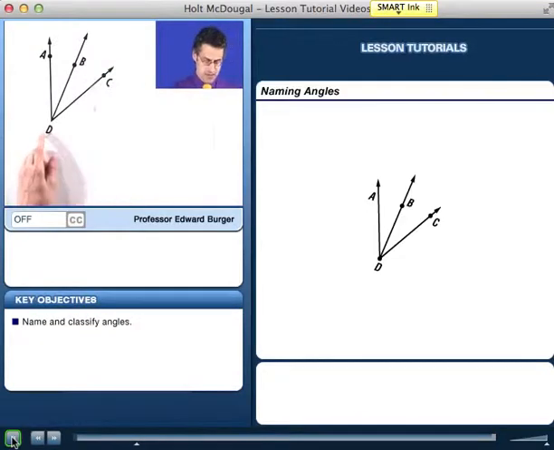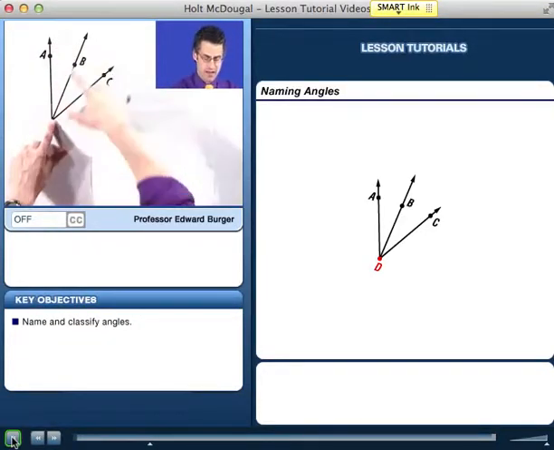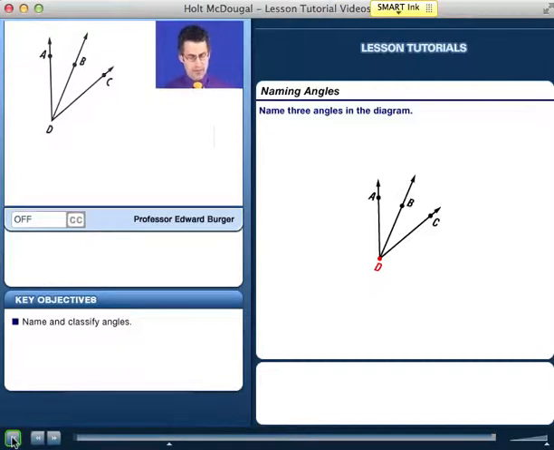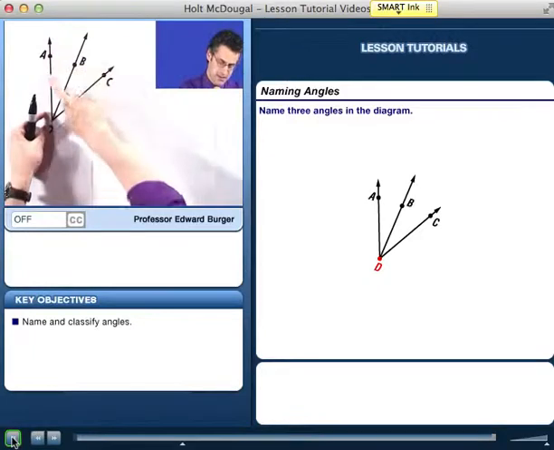So here are a bunch of rays that you notice all have a common endpoint, D. And they shoot off, and in between them we see various angles. I want us to name 3 angles from this picture. Well, it's sort of easy to do because I can see 3 angles. For example, one angle will be this angle right here.